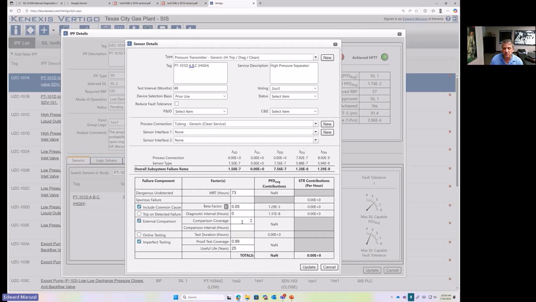Now, if you're going to use external comparison, your comparison interval is going to be 0 because it's going to be done once every PLC or once every DCS scan. And that's generally going to be significantly more frequent, a much smaller period than your mean repair time. So whether it's 500 milliseconds or 2 seconds, doesn't matter. Just make it a 0. And then for your external comparison, we recommend that you limit yourself to 90%.